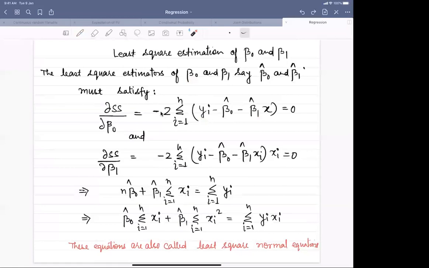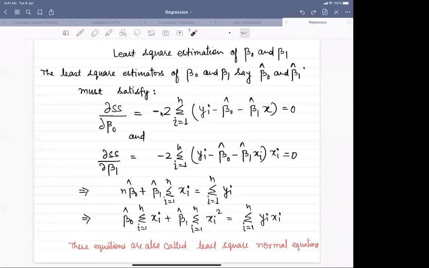You can think of beta naught and beta 1 as the coefficients of the so-called true model, what we think the population belongs to, or the relationship that explains the behavior of the larger population. Beta naught cap and beta 1 cap are just to distinguish them from the true values of beta naught and beta 1. So they are least square estimators of the actual values of beta naught and beta 1.